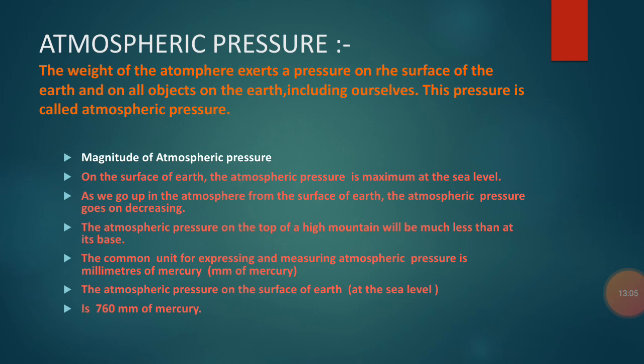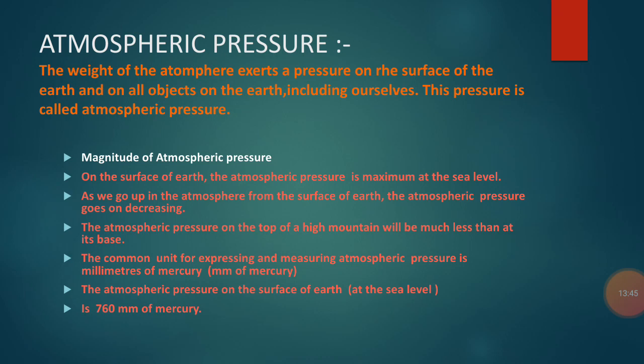Air has weight, so the atmosphere, consisting of a tremendous amount of air, has enormous weight, and the weight of the atmosphere exerts a pressure on the earth and on all the objects on the earth, including ourselves, and this pressure is commonly known as atmospheric pressure. So the atmospheric pressure is the air pressure which is exerted by the weight of the air present in the atmosphere.